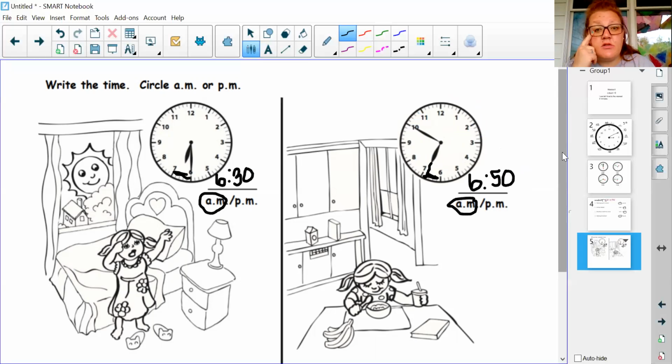All right, guys, what you're going to do is finish these little stories telling the time and telling me if it's AM or PM. Remember, AM means morning because it comes first, and A is first in the alphabet. PM means it's in the afternoon, and that comes after the morning, and P comes after A.